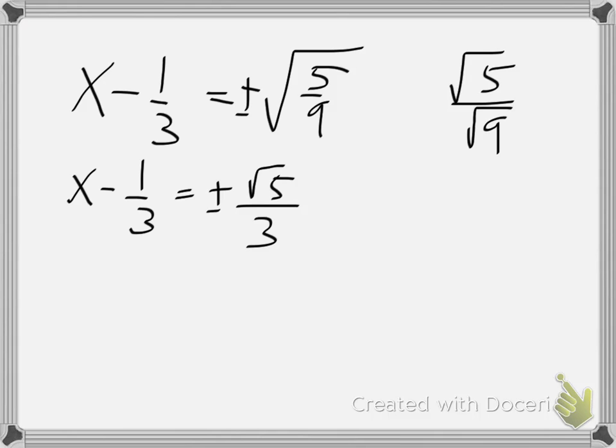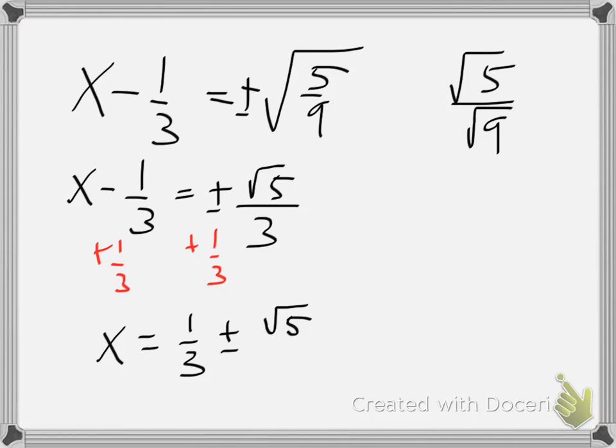Lastly, I want to solve for x. I will add 1/3 to both sides. So x equals 1/3 plus or minus the square root of 5 over 3. And here 1/3 will go in front of the plus and minus. And this is my answer.